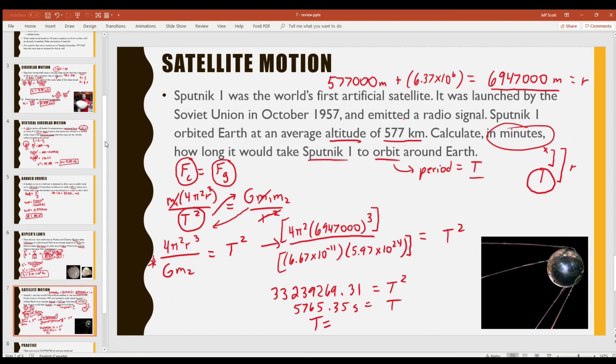So I'll make sure I round to the 3 sig digs that the question was looking for. Dividing by 60 gives me 96.1 minutes. And that would be your final answer.